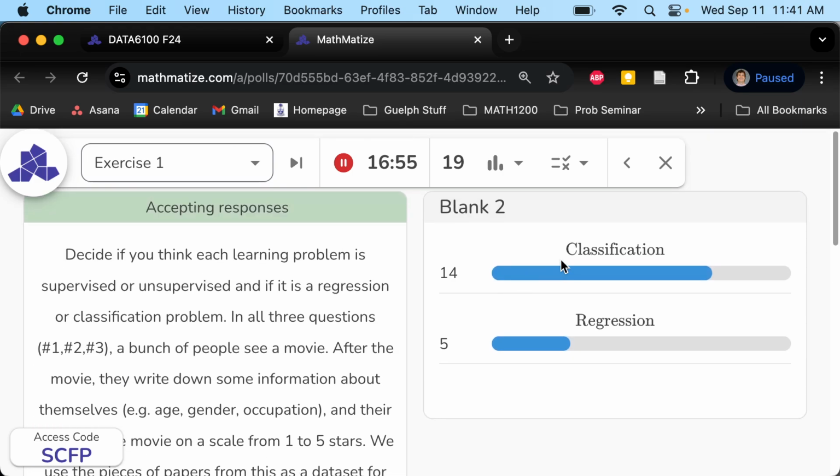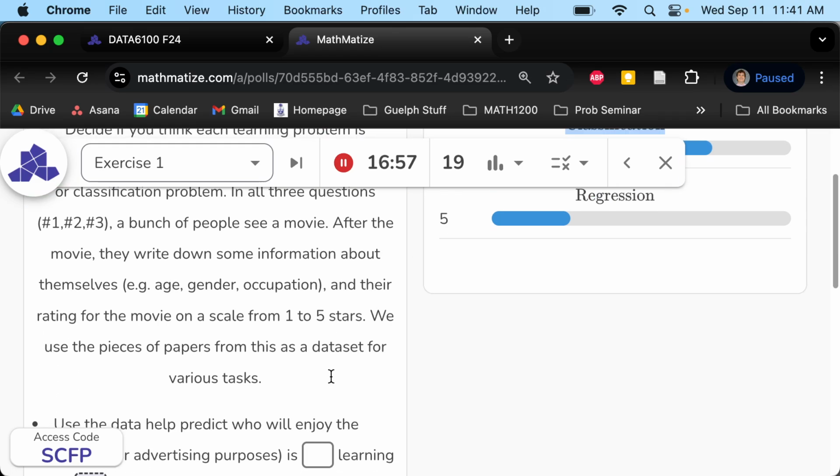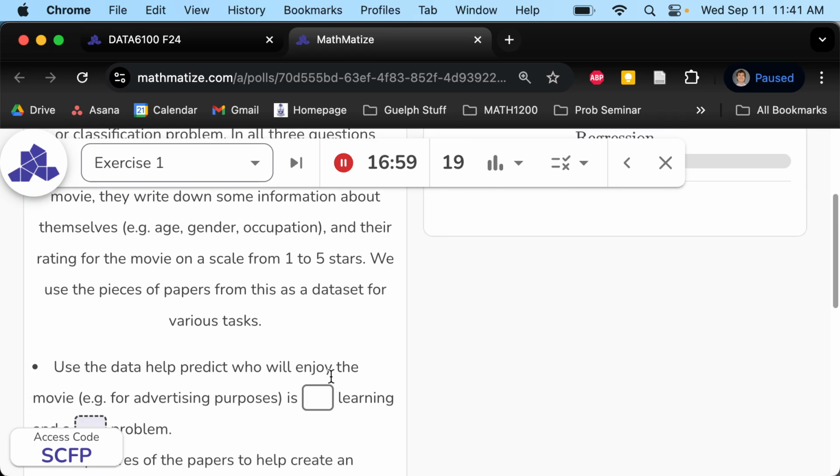I will say if you picked classification and you were thinking 1 star, 2 star, 3 star, 4 star, or 5 star as the 5 different classes, the one thing you got to watch out for is in a classification problem, the classes have sort of nothing to do with each other.